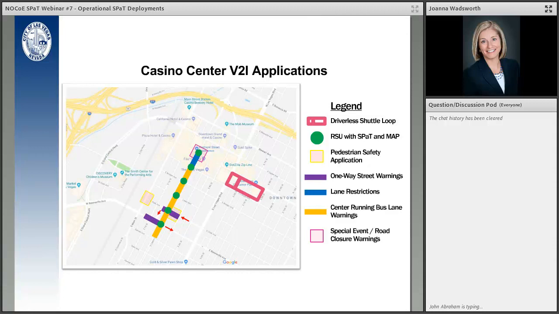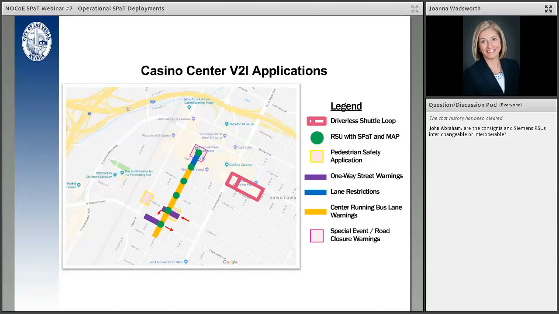The legend on the right-hand side highlights the applications we're developing for this corridor, and I'll highlight just a few. As I mentioned, the corridor has a center running bus lane, and personal vehicle drivers routinely enter the exclusive bus lane, and this is a safety concern and has the potential to impact operations. And so this application will feature basic safety messages to those drivers that they're entering a bus-only lane, and it can be expanded to alert the bus driver if there's other vehicles that are not supposed to be in that lane.